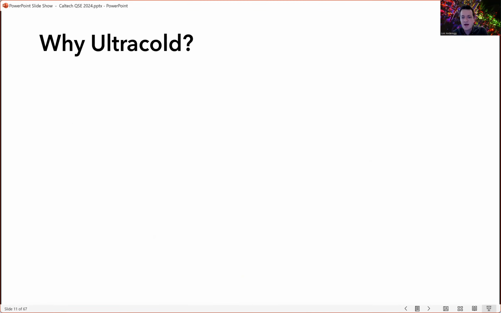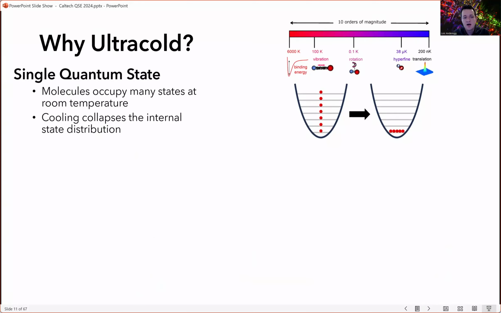The last question I want to answer is, why do we need these molecules to be ultracold? And this has a few answers. First of all, we need the molecules to occupy a single quantum state. So at room temperatures, molecules will occupy thousands, millions, or even billions of internal states, depending on the molecular complexity. And really cooling them collapses this internal state distribution into basically a single quantum state.